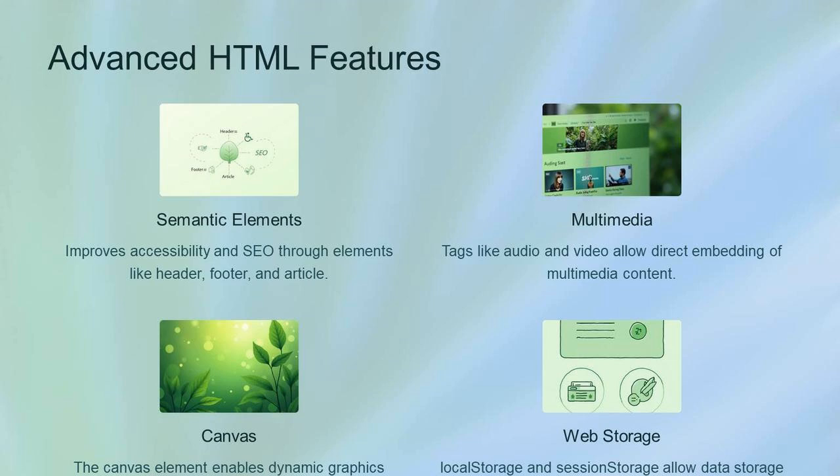Advanced HTML features help enhance the structure and functionality of web pages. Semantic elements like header, article, and footer give meaning to the content and improve accessibility and SEO. Multimedia elements, such as audio and video, allow us to embed media directly into the web page without needing third-party plugins. The canvas element provides a space for dynamic graphics, enabling drawing and animation directly in the browser. And web storage allows websites to store data locally on a user's device using tools like local storage or session storage, which is handy for things like saving user preferences or session data.